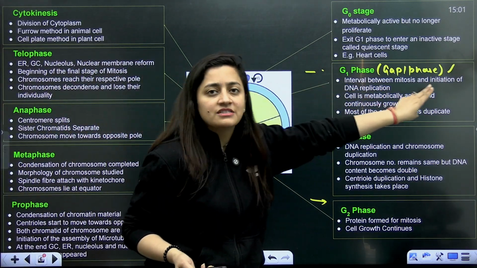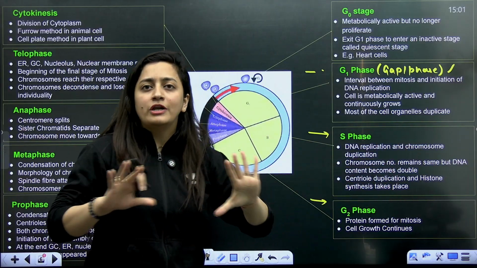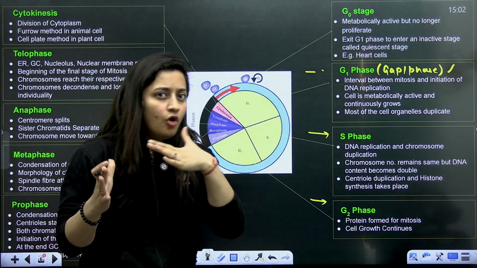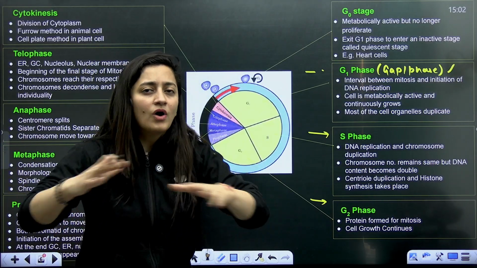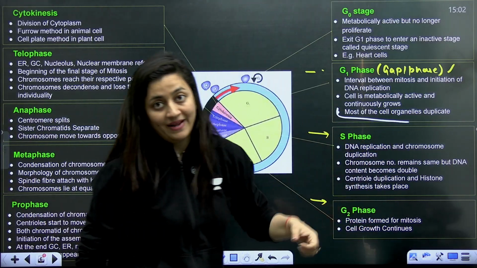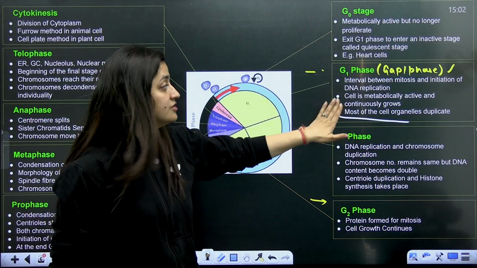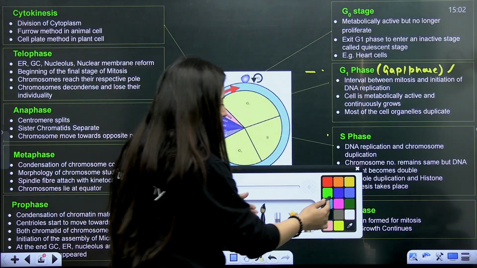G1 is the phase in between mitosis and initiation of DNA replication. The cell is metabolically active, cytoplasmic growth is there, all the enzymes required for replication will be synthesized, and the ATP and nucleosides, whatever is required, will be synthesized here, and most of the cell organelles will duplicate. In this particular phase, the duration is variable. It depends upon the cell's need.